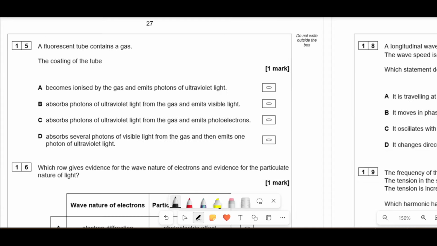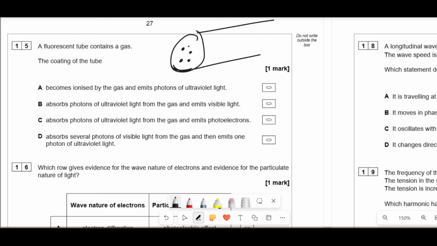There you go. So now it says a fluorescent tube contains a gas and the coating of the tube. So what happens in a fluorescent tube? Imagine that's the gas and this is the coating. You apply a high voltage, and what it will do is accelerate free-moving electrons pretty fast, and it will ionize these mercury atoms. Then if these are ionized, you've got even more electrons free to flow around, and they'll collide with the mercury atoms and the electrons within them.